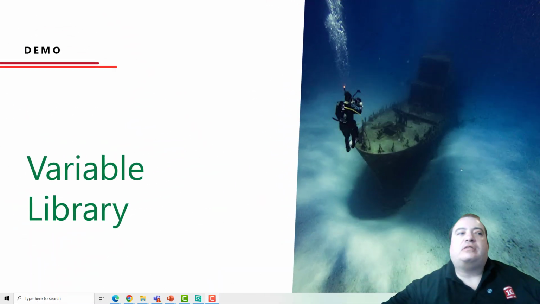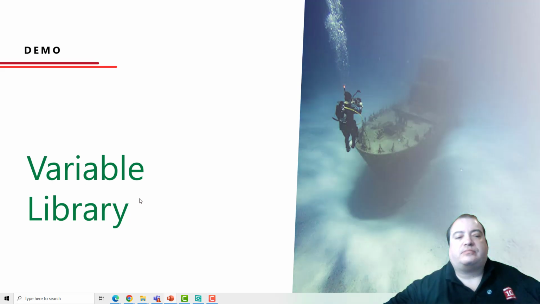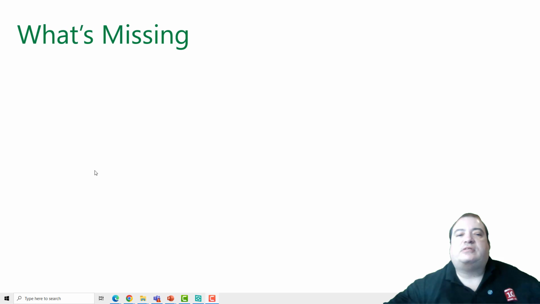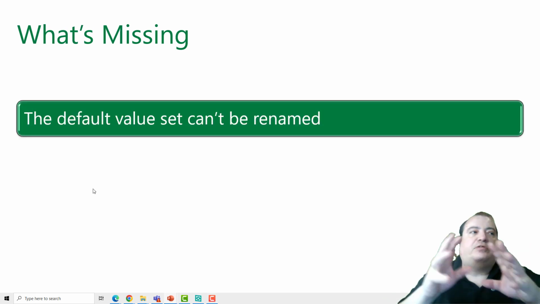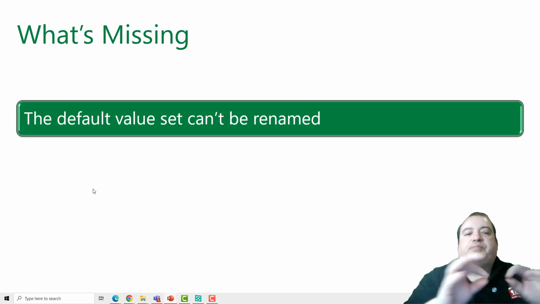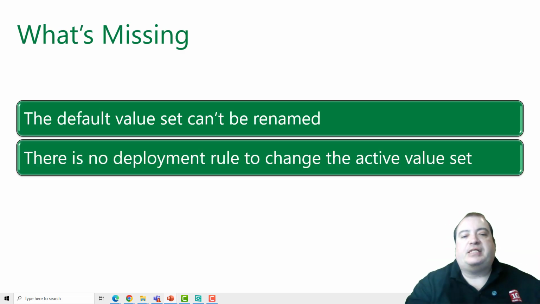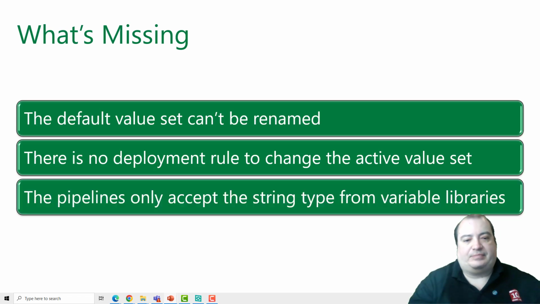After seeing the demonstration, let's take a look at what's missing. What should we expect in relation to the evolution of the variable libraries? So what's missing? The default value set can't be renamed. We create many value sets, but the default one keeps its name. We can't rename it. There is no deployment rule to change the active value set. I had to go one by one in each environment and change the active one.